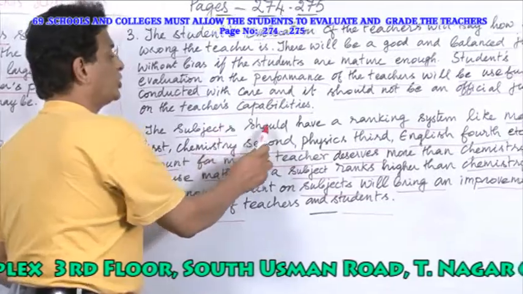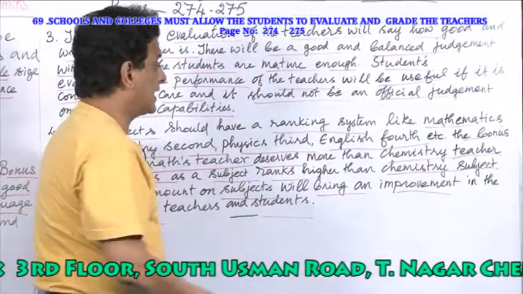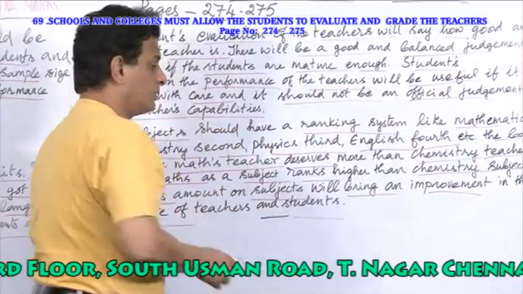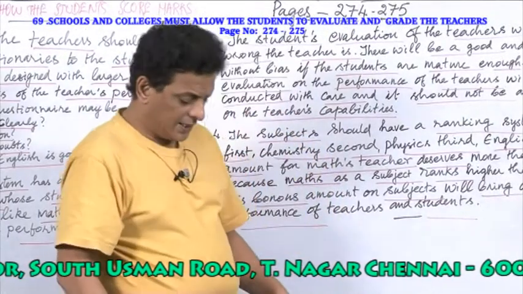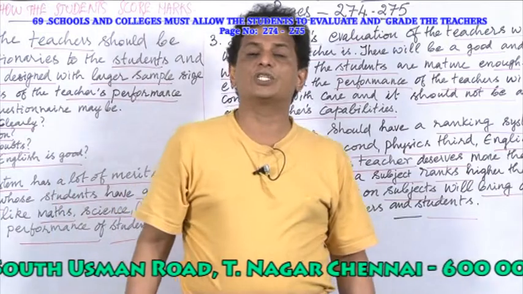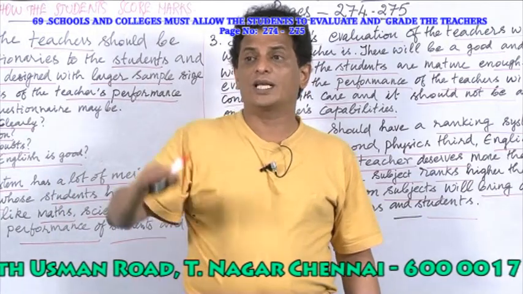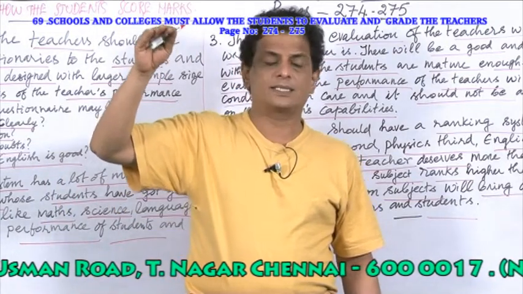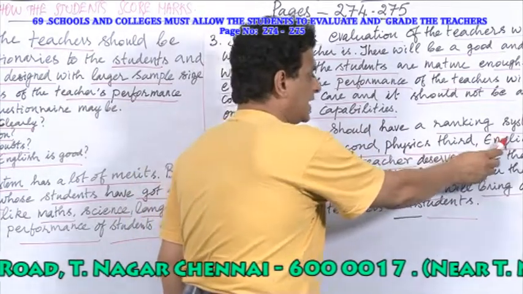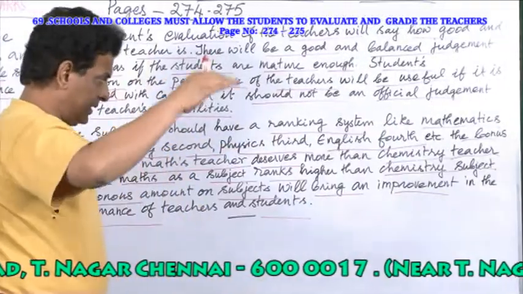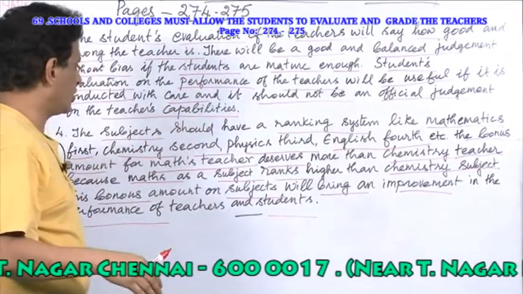Fourth point, the subjects should have a ranking system, like mathematics first. The core subject, the most important subject in the students' studies, is mathematics. So the maths subject should rank first, second physics, third English, fourth like that, we have to arrange according to the order.